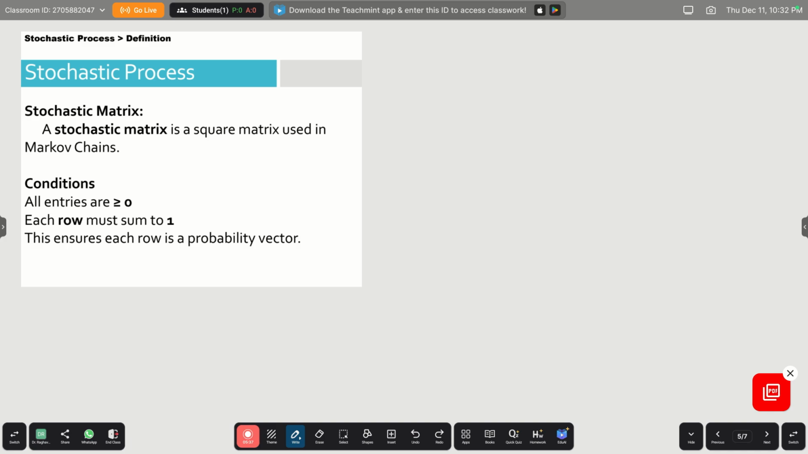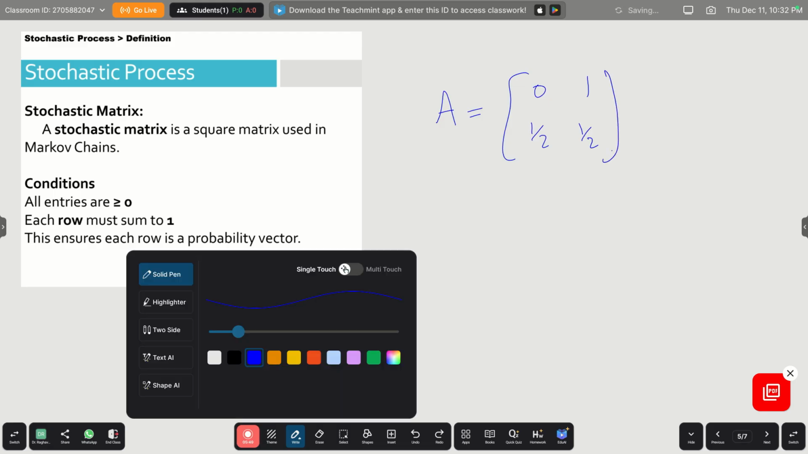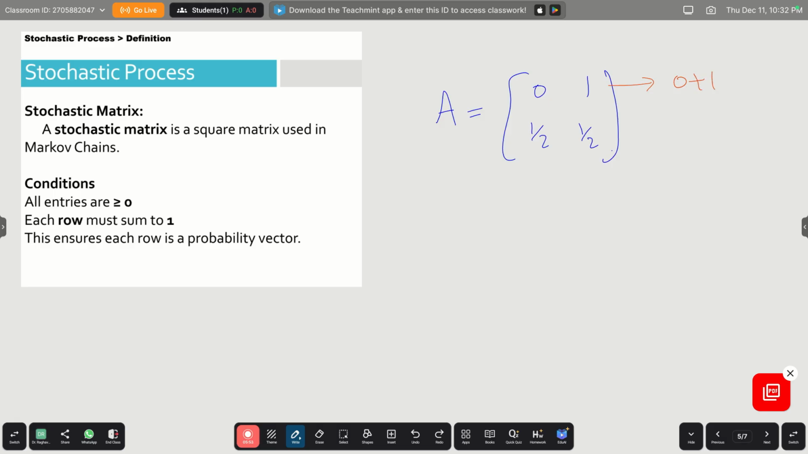Let me take a square matrix: 0, 1 and 1 by 2, 1 by 2. In the first row all the entries are between 0 and 1 and also 0 plus 1 is 1. The second row also has all entries between 0 and 1. This is 1 by 2 plus 1 by 2, the sum is 1. Since the sum in every row is 1, this is a stochastic matrix.